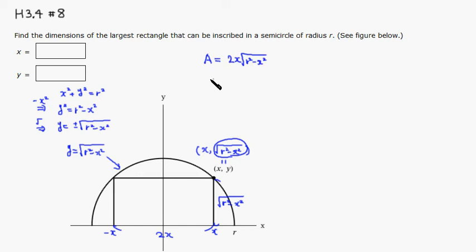Then we can take the derivative of the area function. A prime equals, by the product rule, this is the first guy and this is the second guy. The derivative of the first is 2, times the square root of r squared minus x squared, plus the first guy 2x times the derivative of the second. Remember that the square root is the 1/2 power, so put the 1/2 in front, keep the same quantity r squared minus x squared, and subtract 1 from the power, so 1/2 minus 1 is negative 1/2, then multiply by negative 2x. Then the 2 and 2 cancel out.